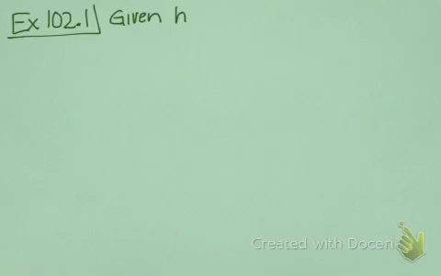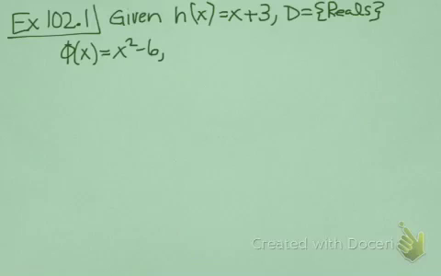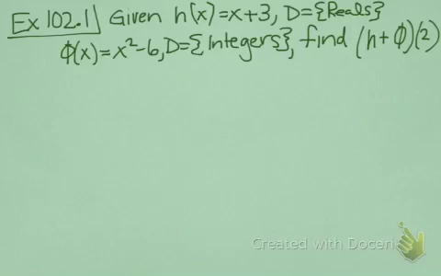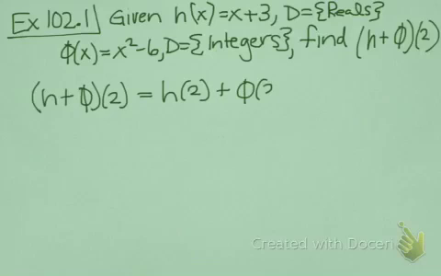Let's do another example that kind of helps us figure that out a little bit more. So we're given h of x is x plus 3, the domain is the reals, phi of x is x squared minus 6, the domain is the integers. Find h plus phi of 2. So before we can do 2, well, first of all, we can split it up. We can say h plus phi of 2 is the same as h of 2 plus phi of 2.